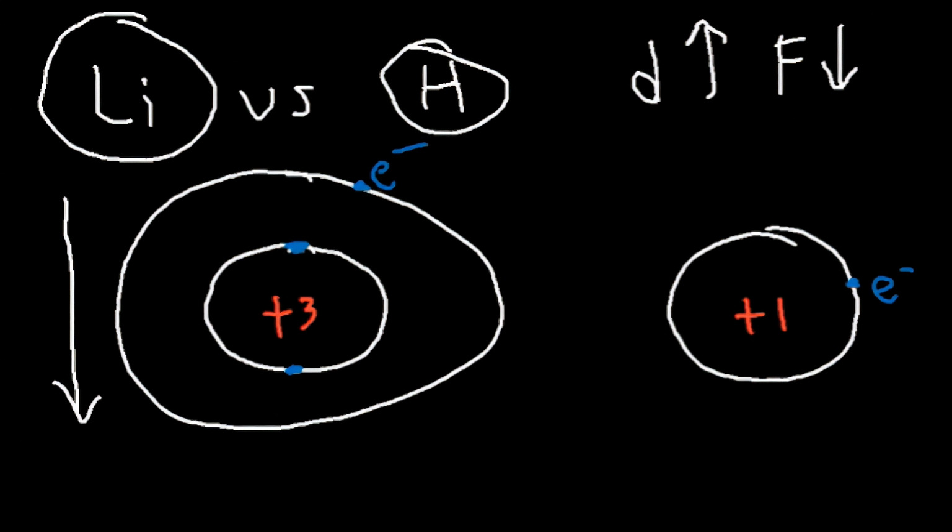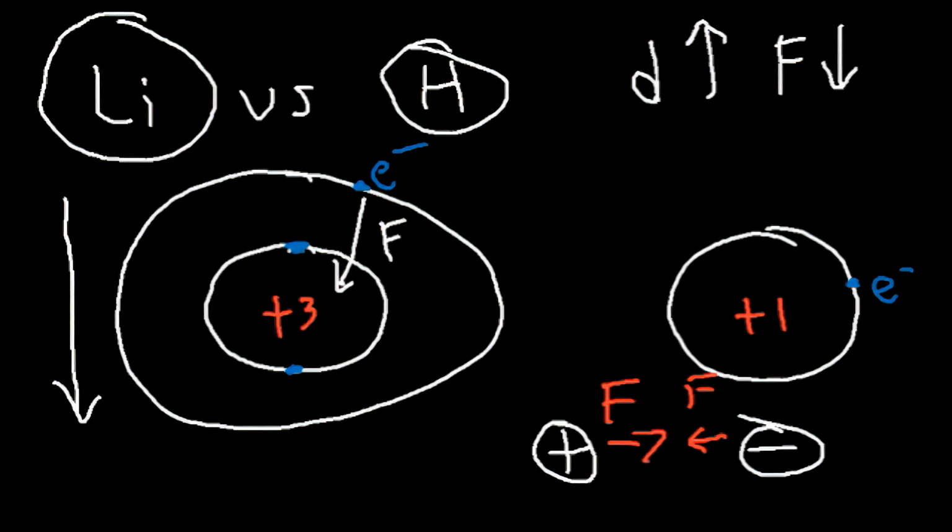Now, there's another reason that you need to consider, and that is the concept of shielding. The inner 2 core electrons partially shield the outer valence electron from the nucleus. Now, this electron is attracted to the 3 protons in the nucleus. As we said before, whenever you have opposite charges, they attract each other.